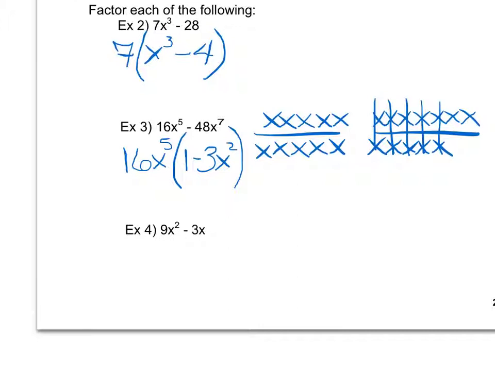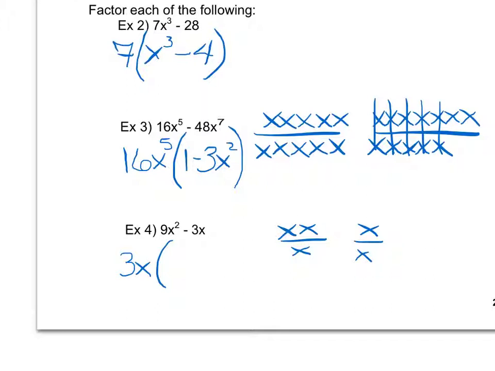So I asked myself, is there anything that both 9x squared and 3x can be divided by? I know 9 and 3 can both be divided by 3. X squared and x can both be divided by x. That's my GCF. I put it in front of a set of parentheses.